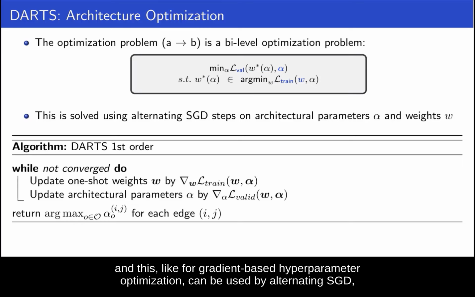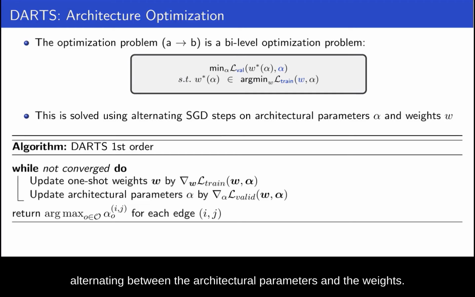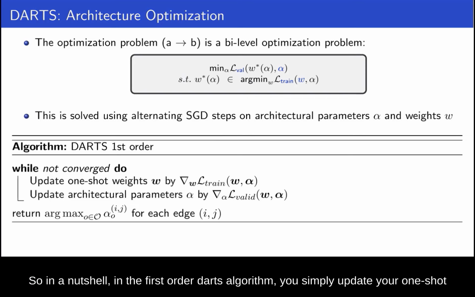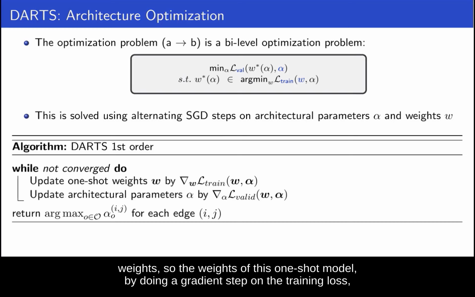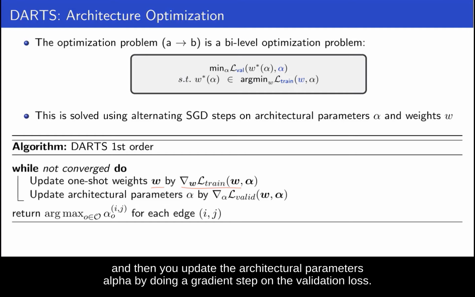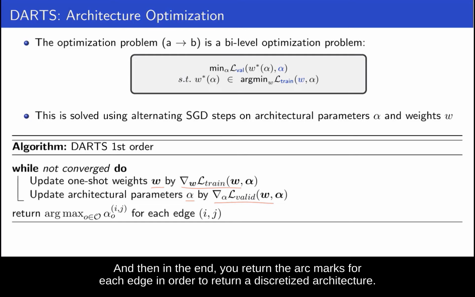And this, like for gradient-based hyperparameter optimization, can be solved by alternating SGD, alternating between the architectural parameters and the weights. So in a nutshell, in the first order DARTS algorithm, you simply update your one-shot weights, the weights of this one-shot model, by doing a gradient step on the training loss, and then you update the architectural parameters alpha by doing a gradient step on the validation loss. And then in the end, you return the argmax for each edge in order to return a discretized architecture.